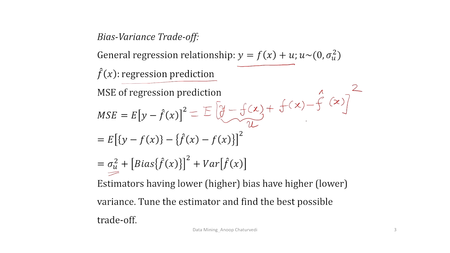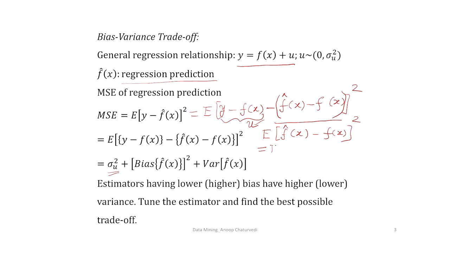And then you have another part, which you can also write as minus times (f hat(x) minus f(x)). Then you consider the second term, which is the expectation of (f hat(x) minus f(x)) whole square. And then you have the cross product term. Again, the cross product term vanishes, because f hat(x) and f(x) are uncorrelated with u and the expectation of u is 0. So, we remove the cross product term and then we consider this part.